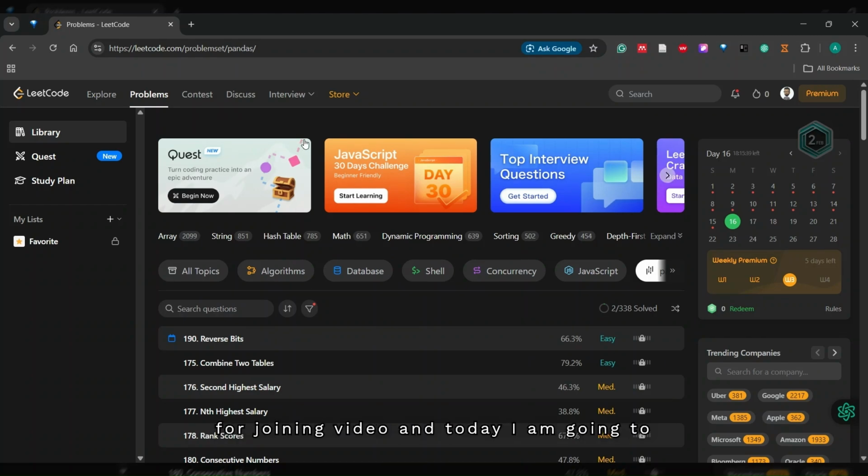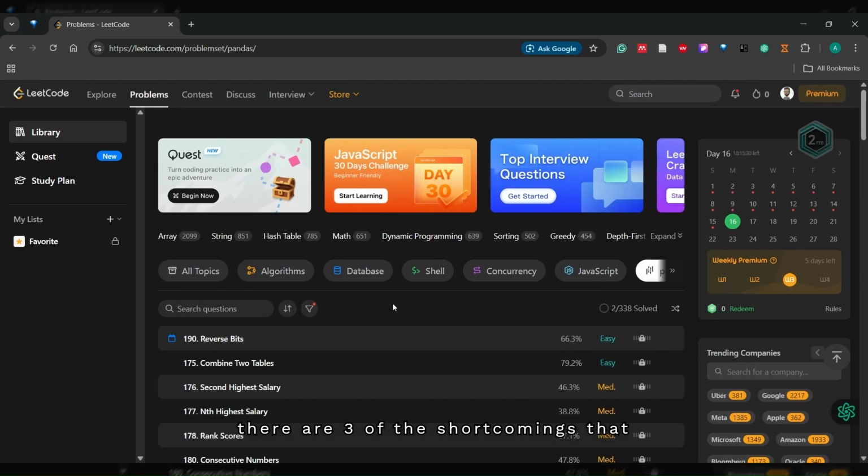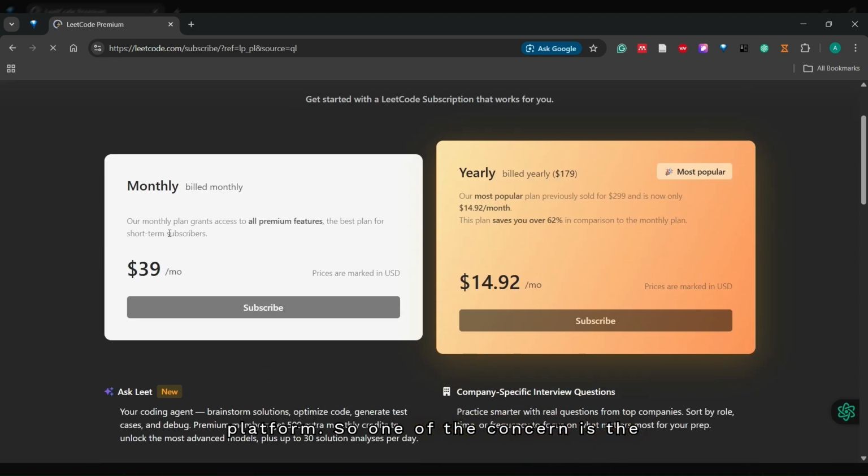And today I'm going to talk about a few of the alternatives to LeetCode. I know that this is one of the favorite platforms of everyone, but there are a few shortcomings that make people want to change to another platform. So one of the concerns is the price.